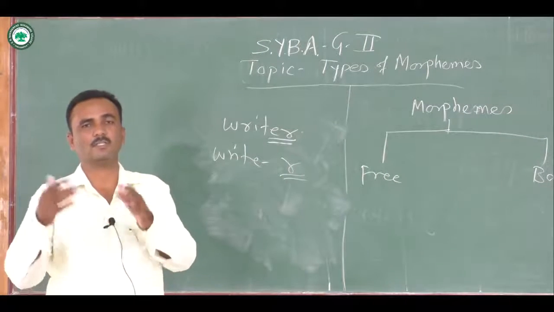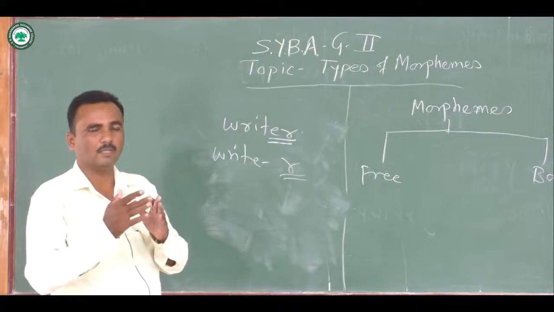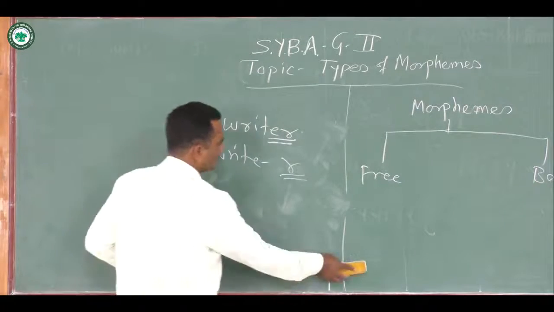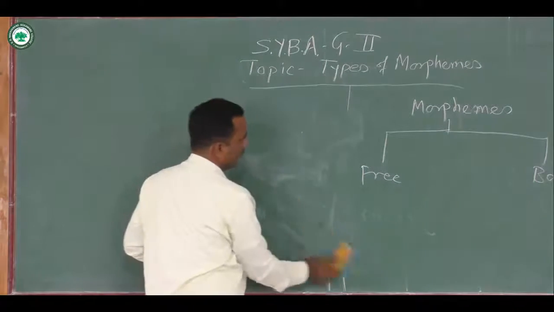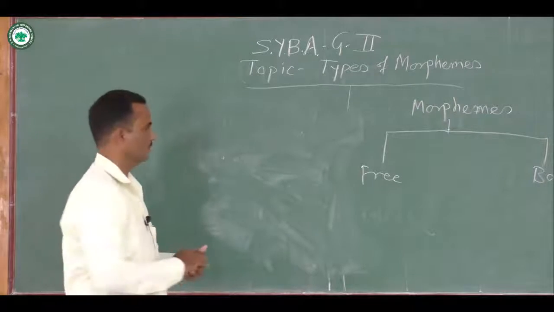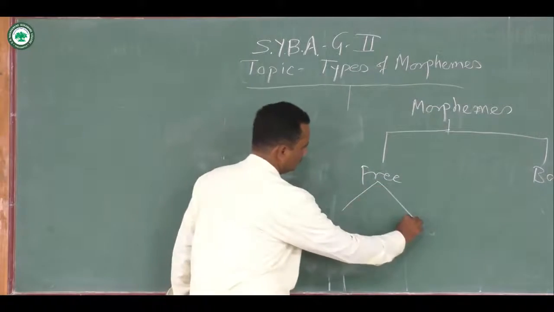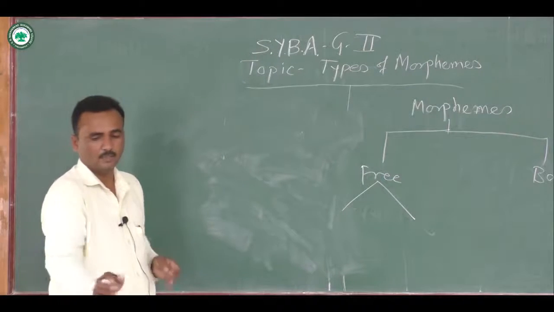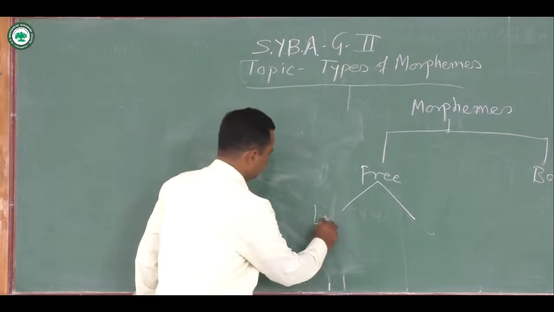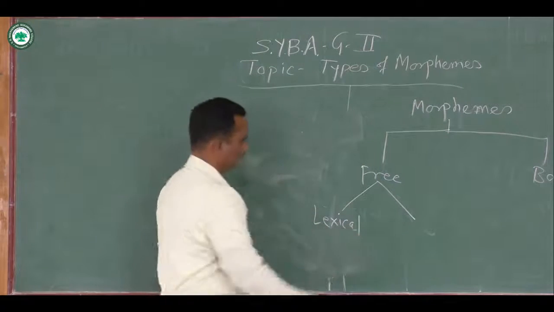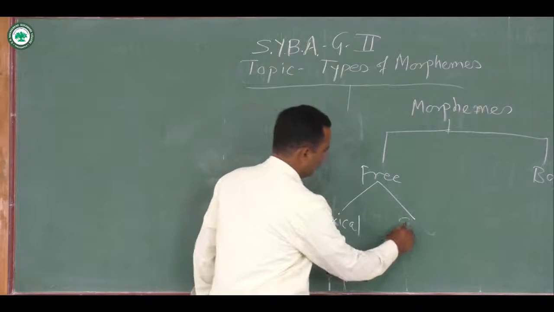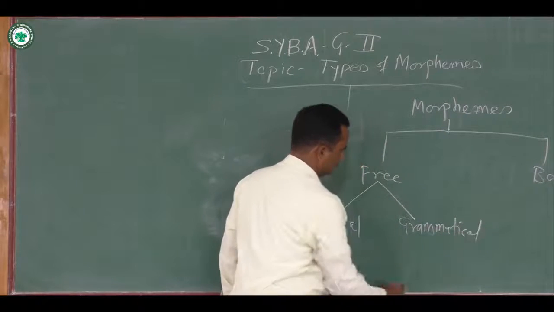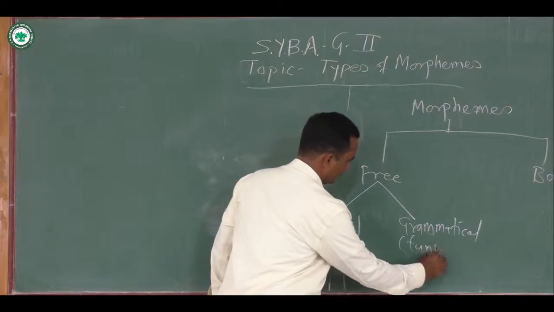So it will help us to understand the difference between the free morpheme and bound morpheme. There are different types of free morpheme and bound morpheme also. Free morpheme has two different categories or two different types. They are lexical and second one is grammatical, or it is also called functional.